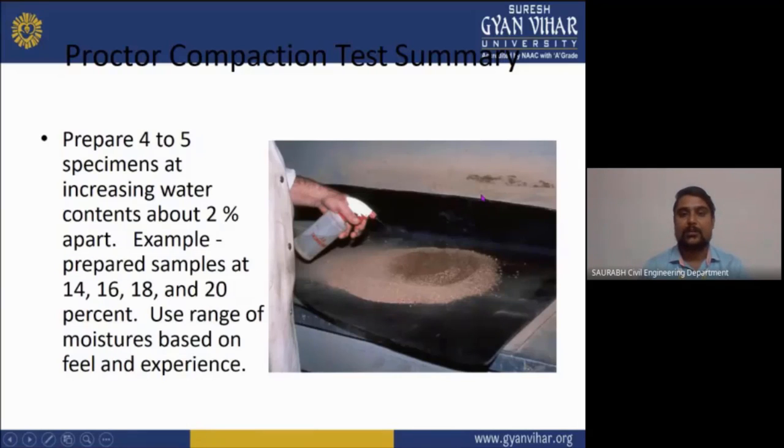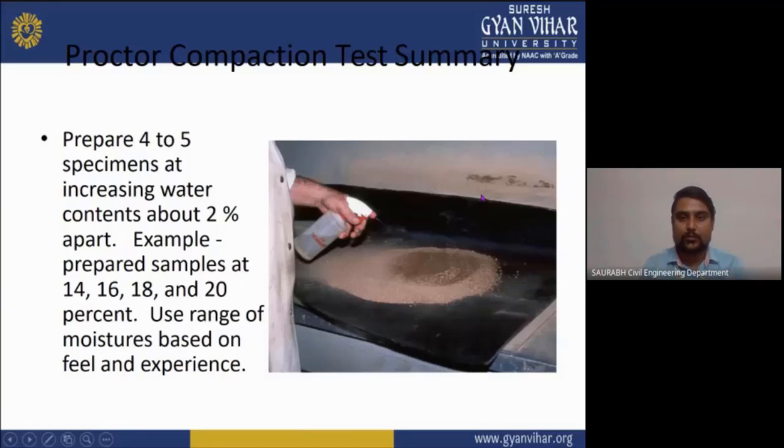And now come on how you have to do the compaction Proctor test. First, you have to prepare 4 to 5 specimens at increasing water content about 2% apart. For example, prepare samples at 14, 16, 18, and 20%. Use a range of moisture based on feel and experience. Like here, as you can see, you have to use the water content in the soil.